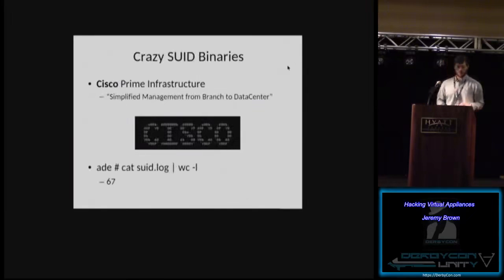Cisco Prime Infrastructure, so another virtual appliance from Cisco. Cisco's got a lot of virtual appliances, by the way, a ton. On this one, I like their slogan: simplified management from branch to data center. So if you get access to the system and you look at the SUID binaries, and I'm looking at them as root right now, just to get a full view of the system, there are 67 SUID binaries. That should strike you as a lot. Normally maybe there's 20 or 30 on a normal system; 67, over double, rings a bell.